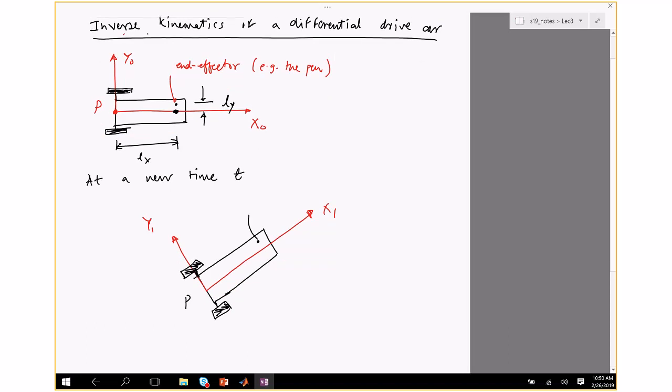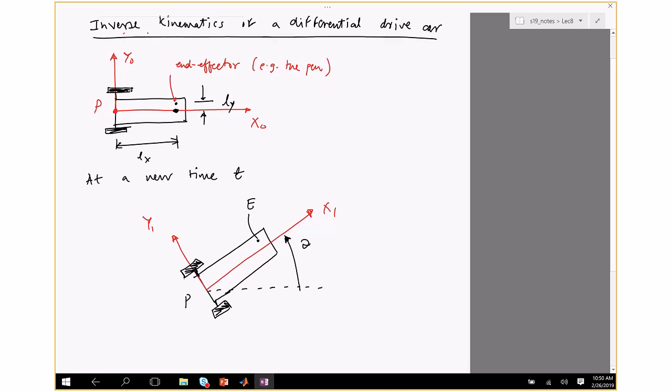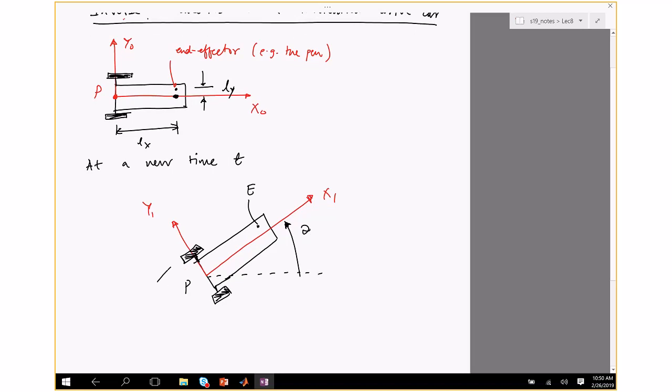Okay, let's call this point E for the end effector. And the car has turned by an angle theta. And if you remember, we defined the width of the car as 2W, where W is half the width.